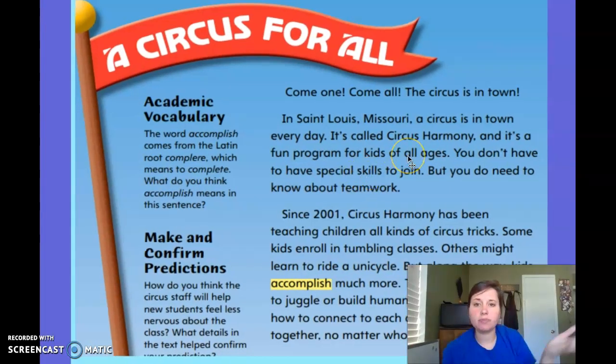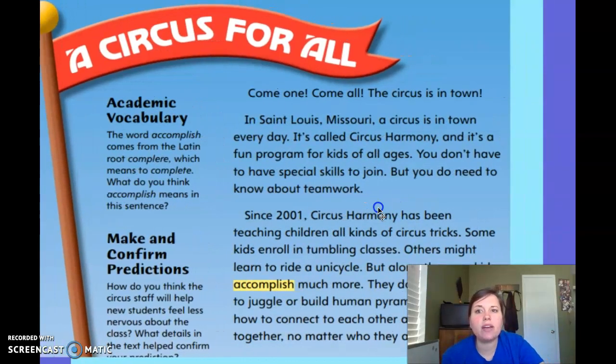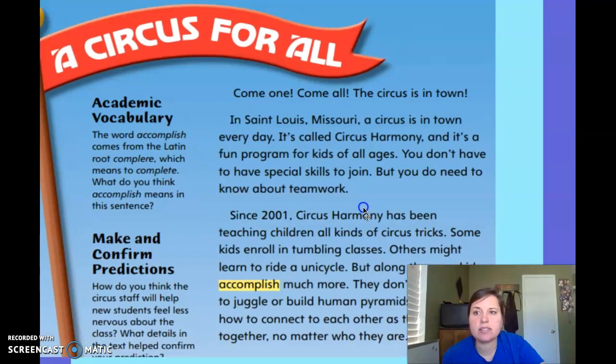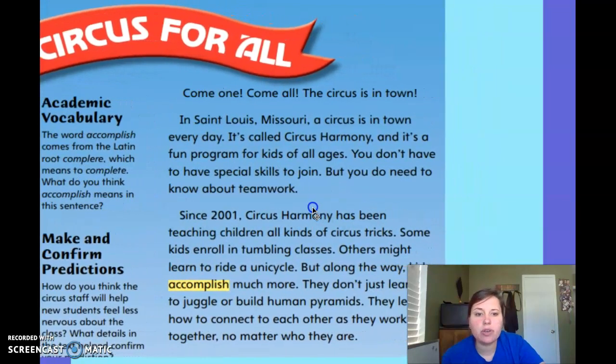and we talked about some different things about a circus, and Camilla said circuses have elephants. Layla said some clowns. We talked about some of the tricks that you can do. And so we're going to take a look at this story and see what a circus for all even means. So I'm going to read it and you can follow along with me.